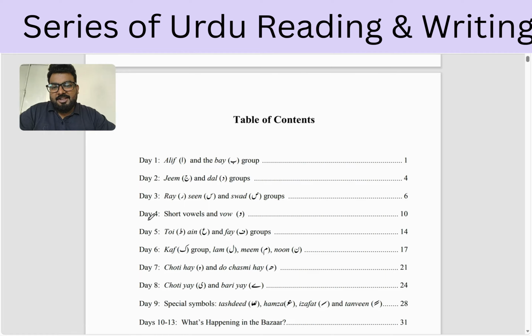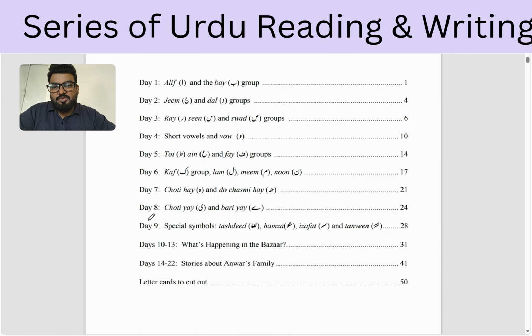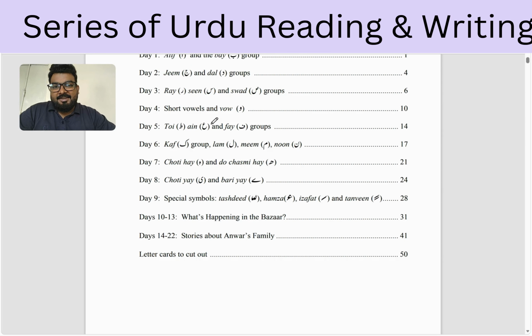Then on the fourth day, we will work on the short vowels and wow, and different uses of wow. On the fifth day, we will work on other letters: Toe, Ein, and the Fe group. On the sixth day, we will work on the Kaf group, Lam, Meem, Noon, and Noon nasalized. On the seventh day, we will work on Choti Yay and Do Chashmi Hai.